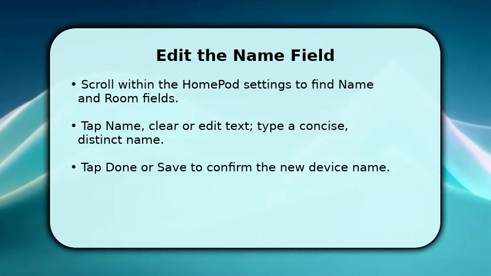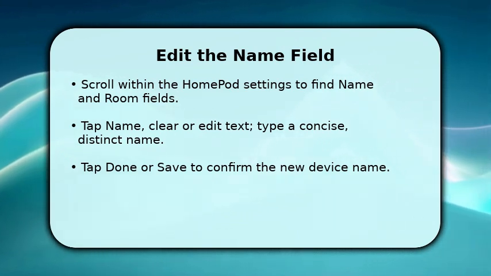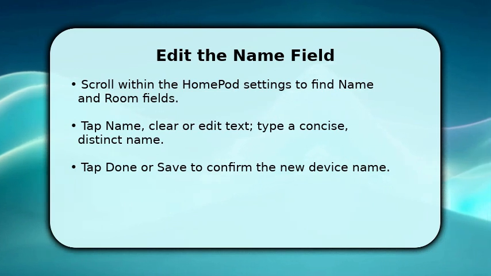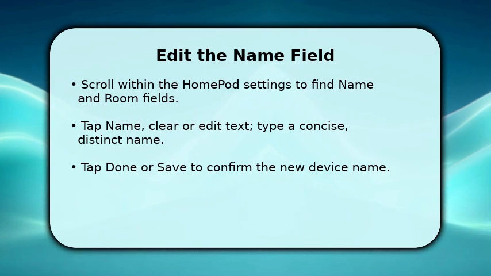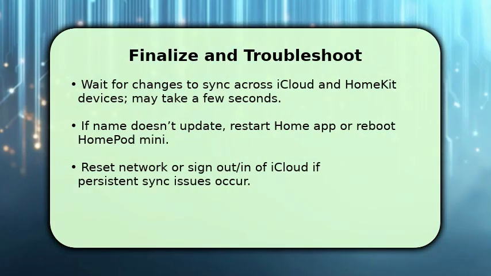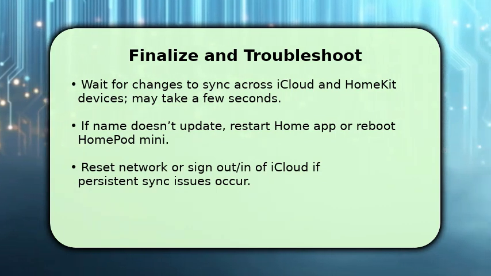After typing the new name, make sure to tap Done or Save. This commits the change to HomeKit and starts synchronizing across devices. Once saved, the Home app and other linked devices. You finish by waiting a few seconds for the new name to sync across iCloud and HomeKit-enabled devices, so Siri and other apps reflect the update.